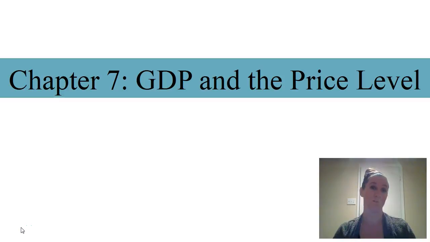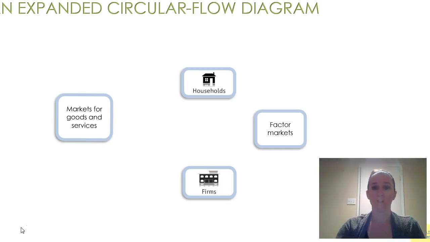We are going to be talking about Chapter 7, GDP and the price level. We're going to get some basics out of the way so we're ready to go on Monday. So first off, I want to show you this expanded circular flow diagram. You may have already seen a circular flow diagram before, but this one is going to be talking specifically about money and the transfers of money and how we see this money moving throughout our economy.